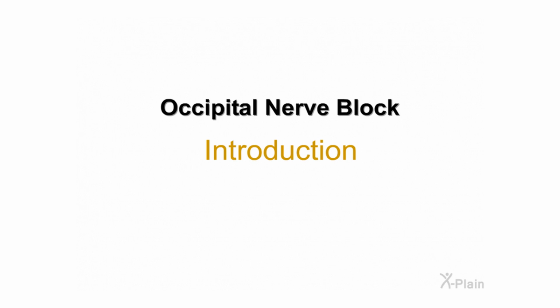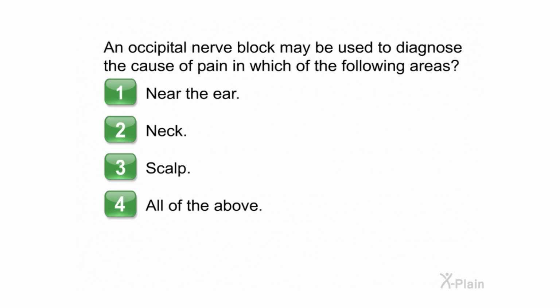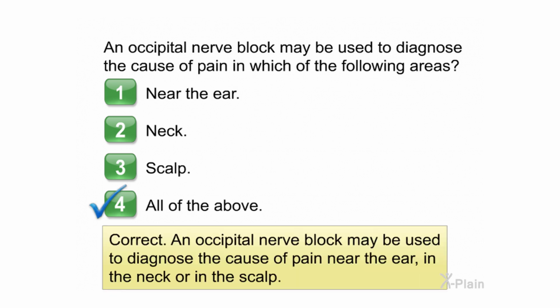Occipital nerve block. Introduction. An occipital nerve block may be used to diagnose the cause of pain in which of the following areas? Choose one of the following options. 1. Near the ear. 2. Neck. 3. Scalp. 4. All of the above. Correct. An occipital nerve block may be used to diagnose the cause of pain near the ear, in the neck, or in the scalp.